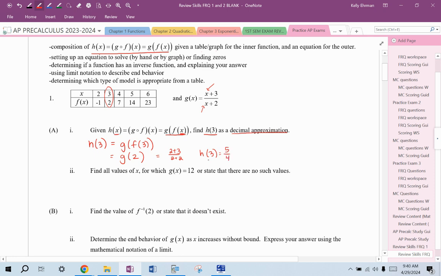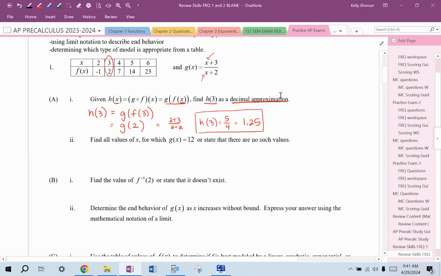Now be careful. Even though in class we would leave our answer like this, the directions say to find h as a decimal approximation. So you do need to say it's 1.25. Which is not really an approximation. That's just the decimal version, but still. Part of what I think they're grading there is just, can you read directions and give the answer how they want it?